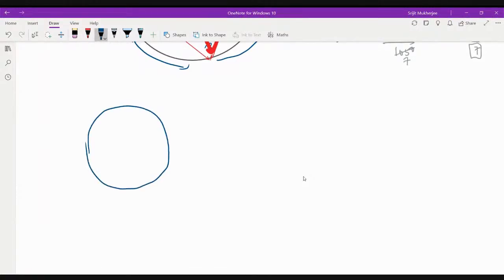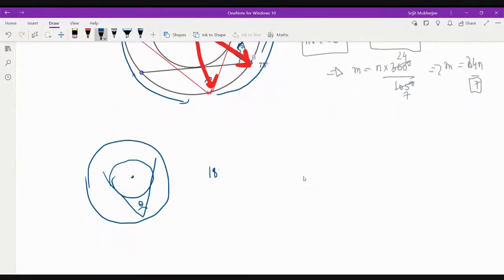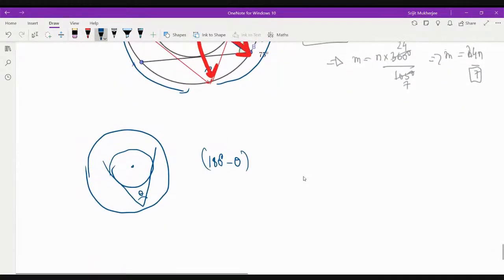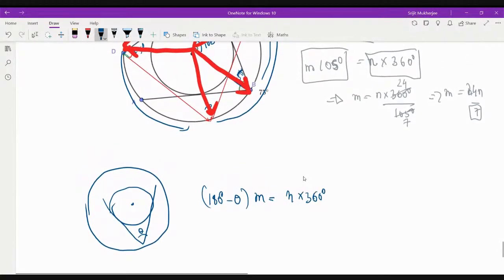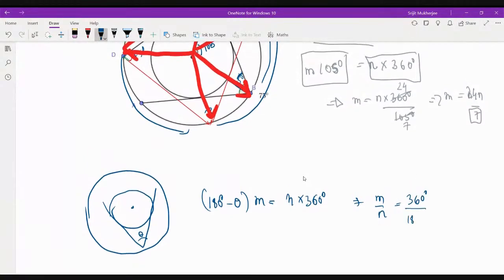The first problem, please take it down. This is really easy actually, too easy for superstars. If this angle is theta, then how many such turns will it take? Observe this middle angle will be 180 degrees minus theta. So (180 degrees minus theta) times m is equal to n times 360 degrees. Therefore m by n must be equal to 360 degrees by (180 degrees minus theta).